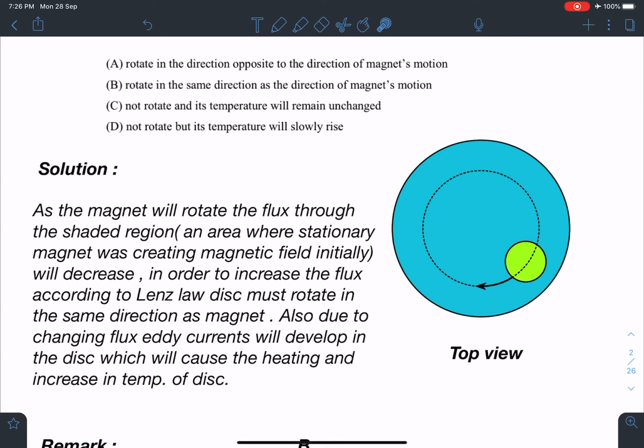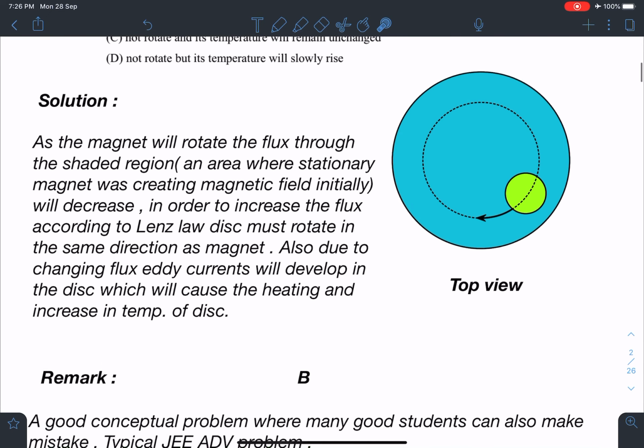So what is going to happen in this case: the disk will start rotating in the same direction as the magnet, and due to the changing flux, eddy currents are going to develop, which will cause heat generation in the disk, due to which the temperature of the disk should also increase. So if you choose the answers here, the correct answer is option B.